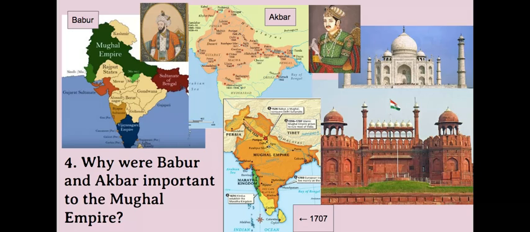Babur, here in the upper left corner, conquered the green area and made it the Mughal Empire. Then his grandson Akbar the Great conquered even more land and made that part of the Mughal Empire. By the 1700s, the Mughal Empire controlled most of the Indian subcontinent. And the Mughal Empire is important, and Akbar is known as the Great because of this.